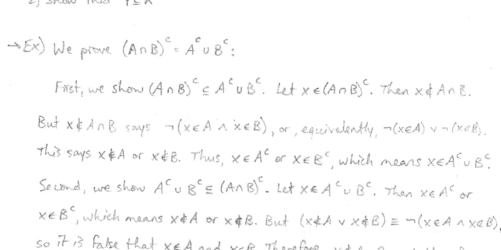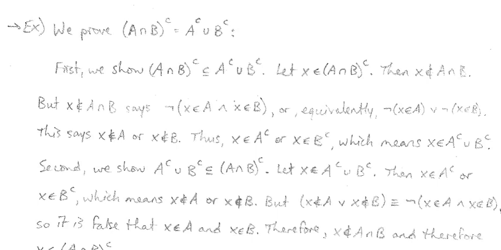And we're going to prove one of our De Morgan's laws. We're going to show that the complement of A intersect B is equal to A complement union B complement. So first thing, I'm going to pick some arbitrary element in this set here, and I'm going to show that it lies in that set there. So hence I start off with: let X be in the complement of A intersect B.